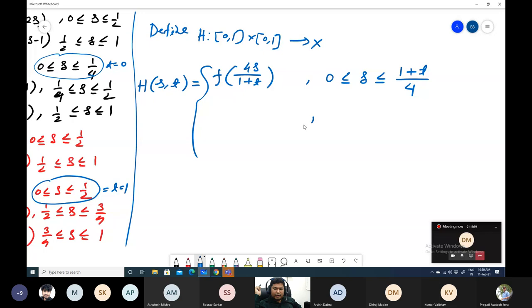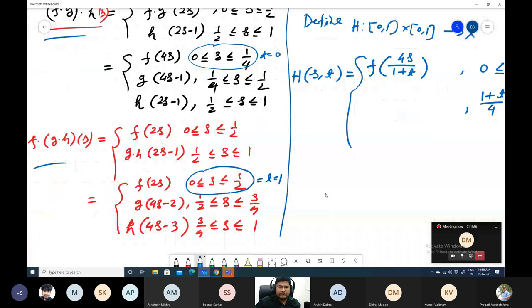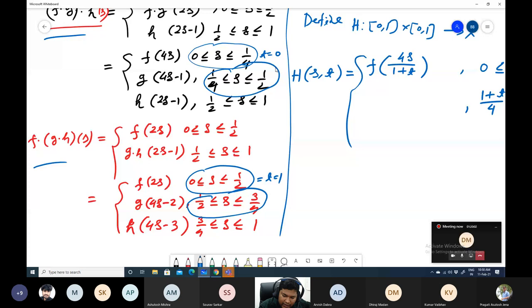Now, how to find that one? Again, we have to start from this, 1 plus t by 4 less than equal to s, right? Less than equal to, again, now what you need? See, at t equal to 0, now you have 1 by 4. At t equal to 1, you have 1 by 2. Now at t equal to 0 on the right side, you need 1 by 2. And at t equal to 1, you need 3 by 4.